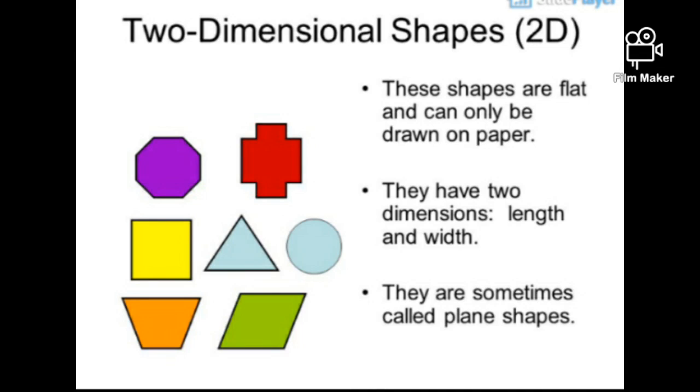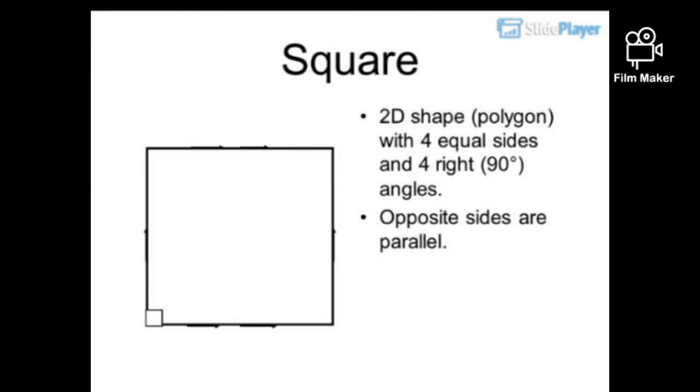Looking at two-dimensional shapes, these are shapes that are flat and can only be drawn on paper. They have two dimensions, length and breadth. Maybe that is just the major reason why it is called a two-dimensional shape. They are sometimes called plane shapes.